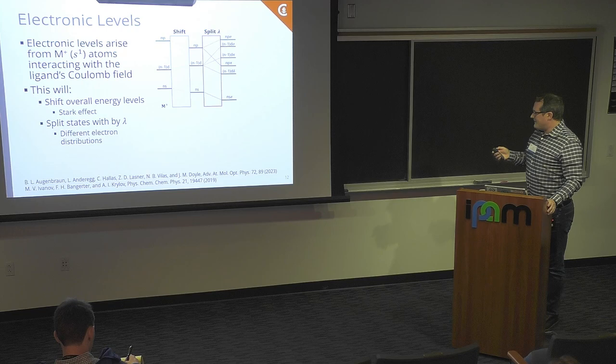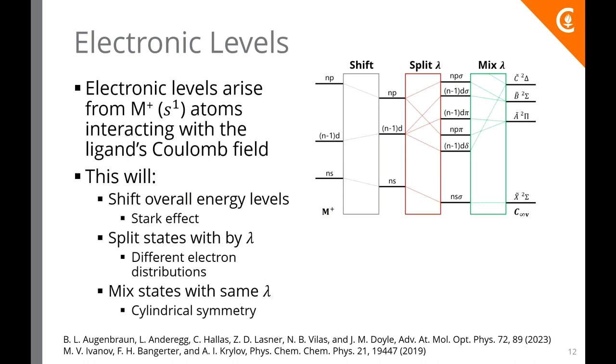And then finally, you don't just split these states by different lambda. The electric field can also mix states that have the same lambda. Lambda is preserved by this electric field along this direction, so it's a good quantum number. Remember I said that the overall L wasn't, so S and P and so on are not good quantum numbers, but lambda is. That means you generally get mixtures of states that have the same lambda but different L, different s, p, d. So for example, this state is some mixture of some d pi and some p pi, and this state is some mixture of some p pi, some p sigma and some d sigma, et cetera.